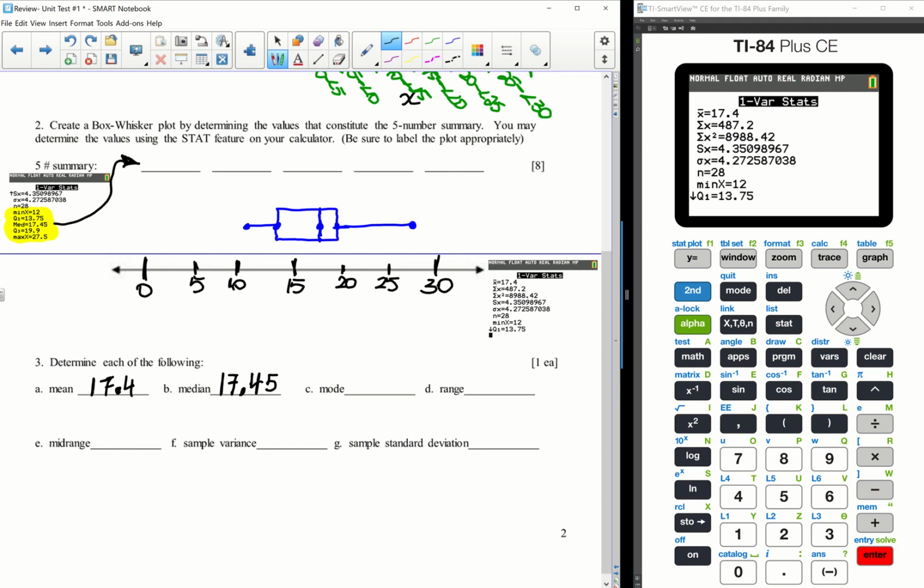All right. The mode, you're not going to get that off of a display or through the calculation. So we'll just have to eyeball that in a minute. The range is the difference between the max and the min. So we're looking at 15.5. All right, because that's max minus min.